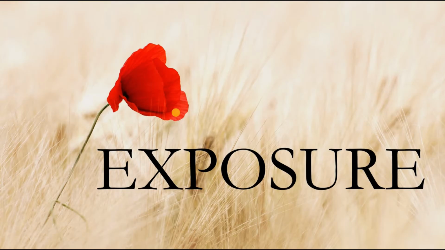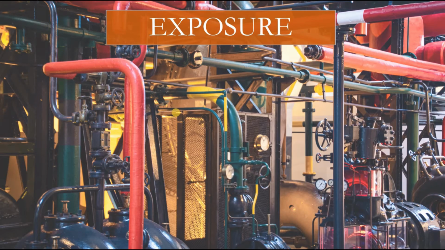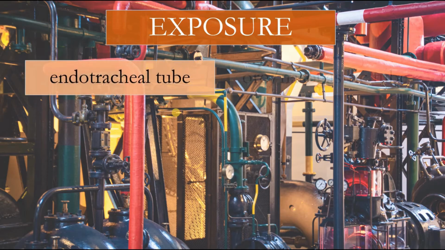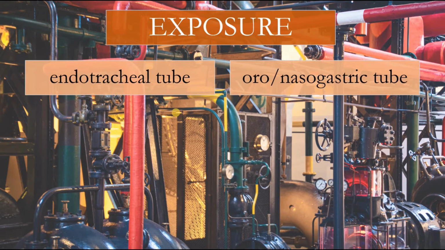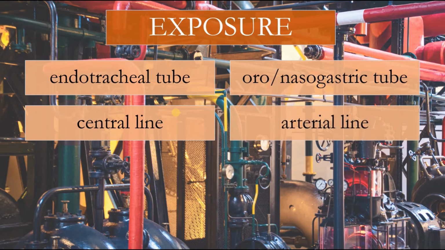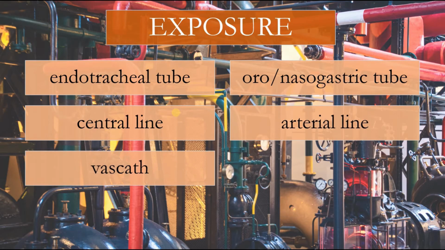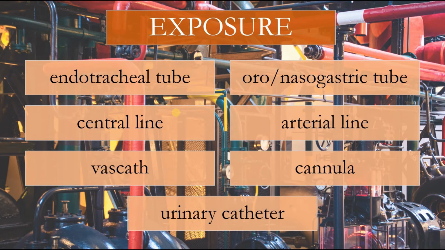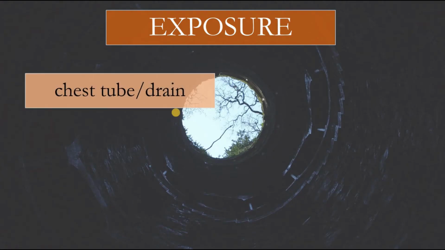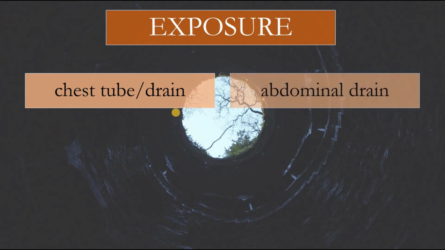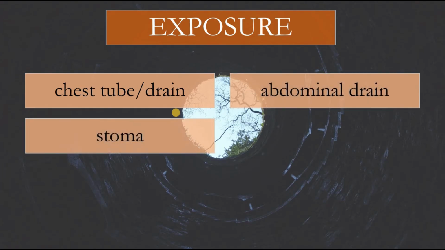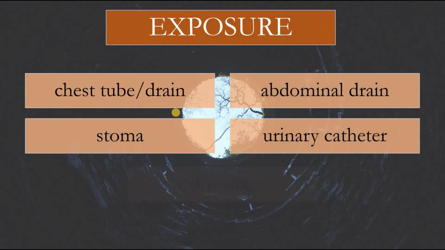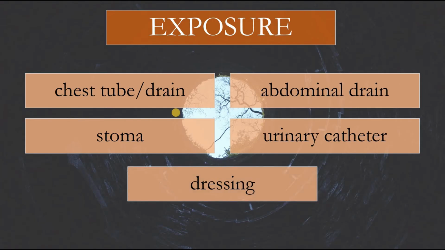Let's go to exposure. For exposure, we cover any contraptions attached to the patient, from your endotracheal tube, oral or nasogastric tube, central lines, arterial lines, vascath or vascular catheter, cannulas, and urinary catheter. Also, it includes chest tube or drains. We talk about abdominal drains as well, stomas, urinary catheters, and dressings as well.